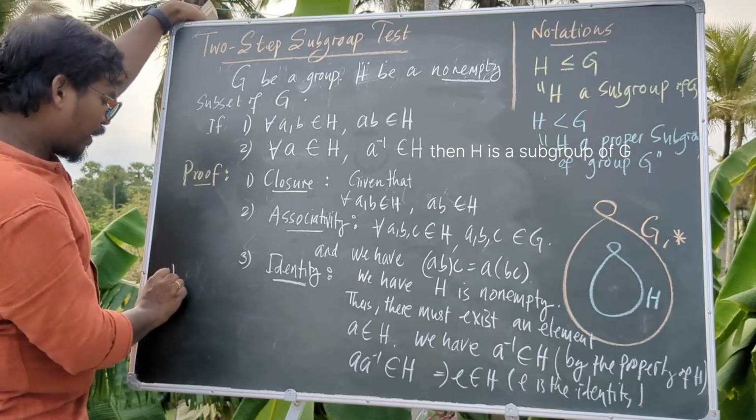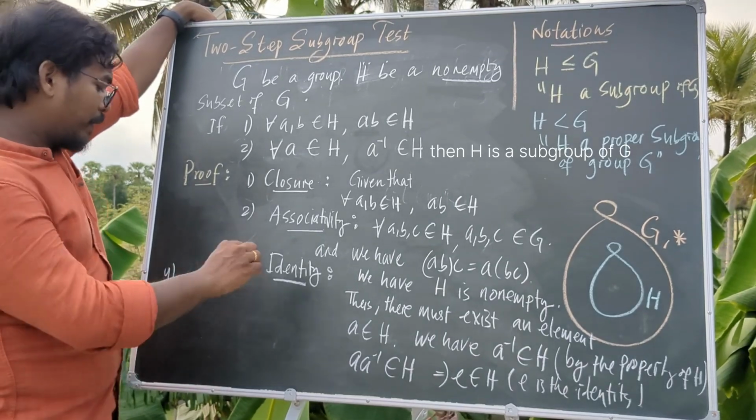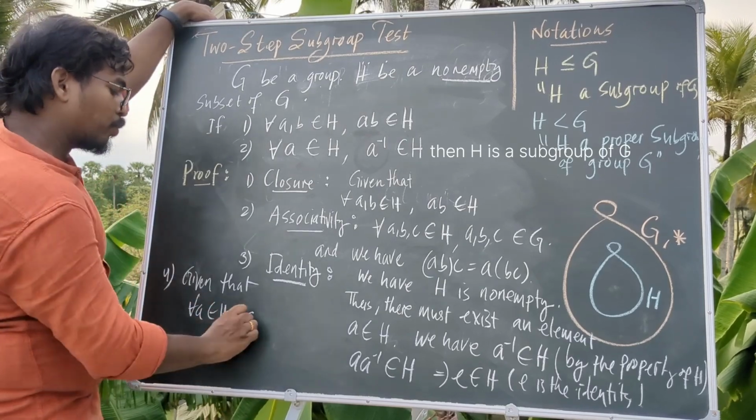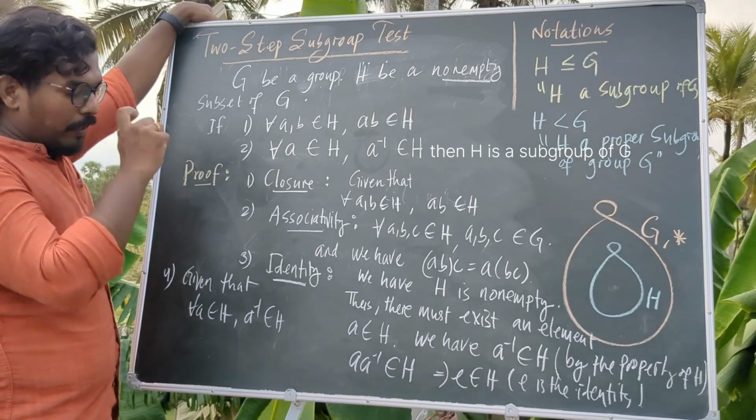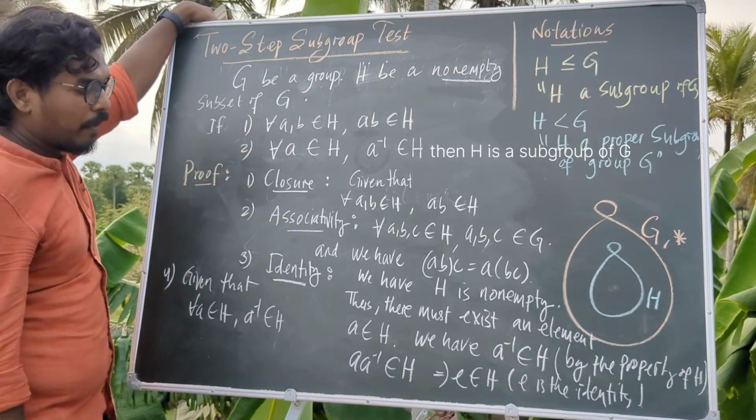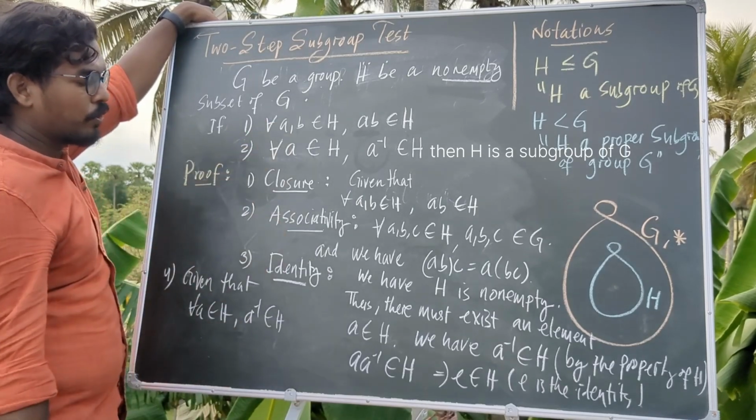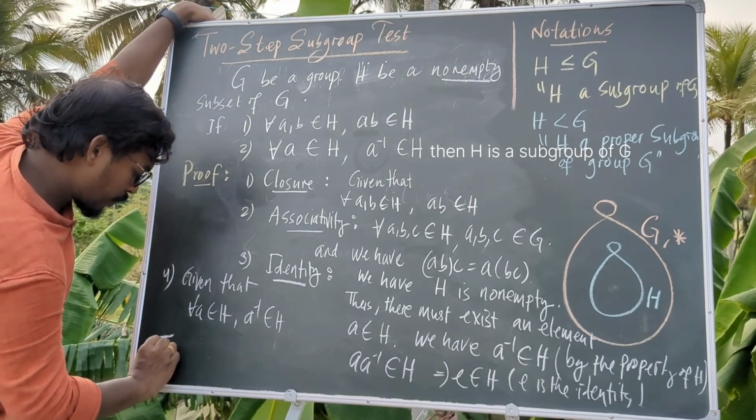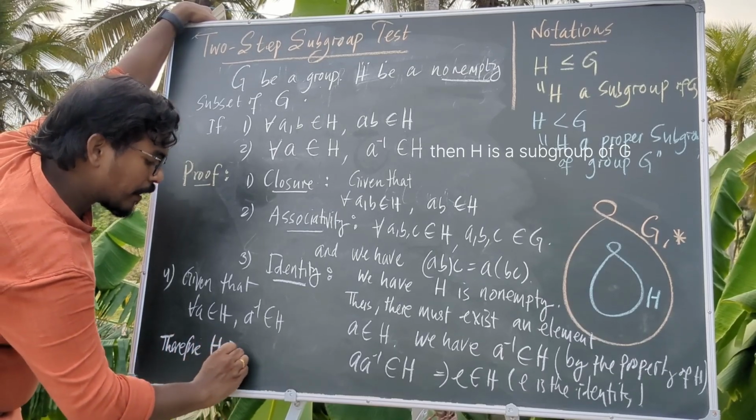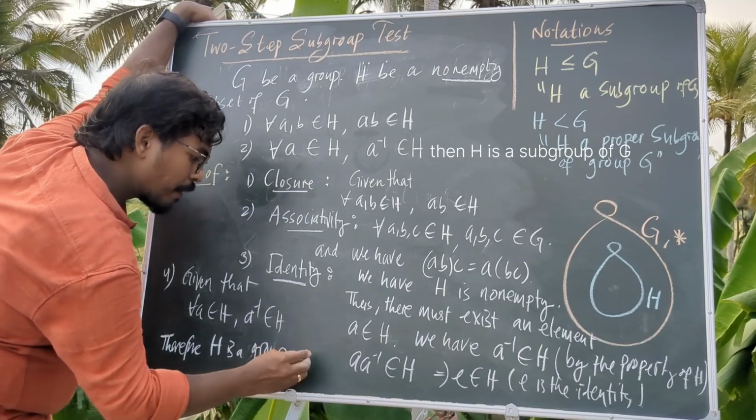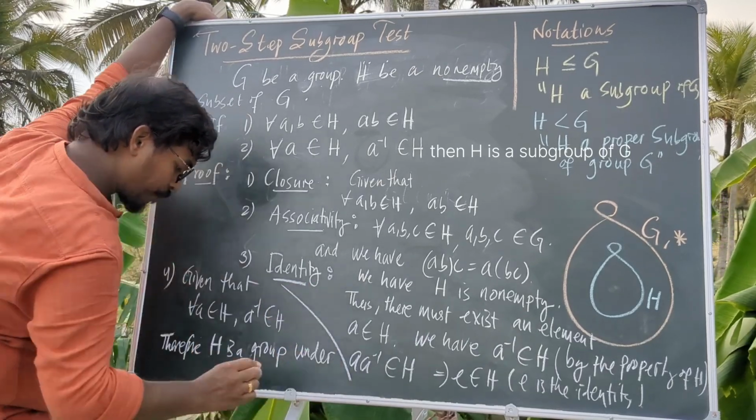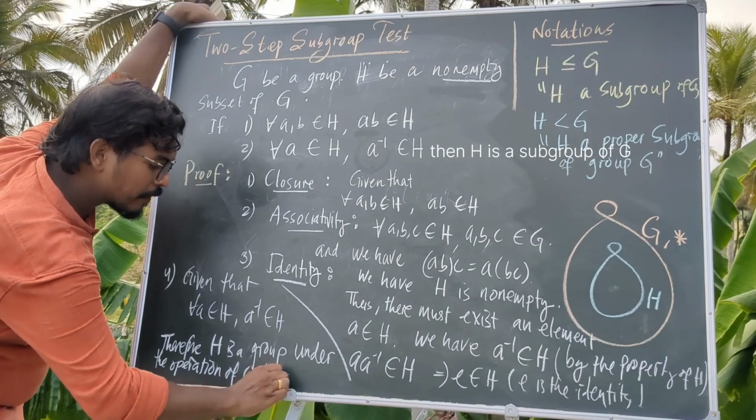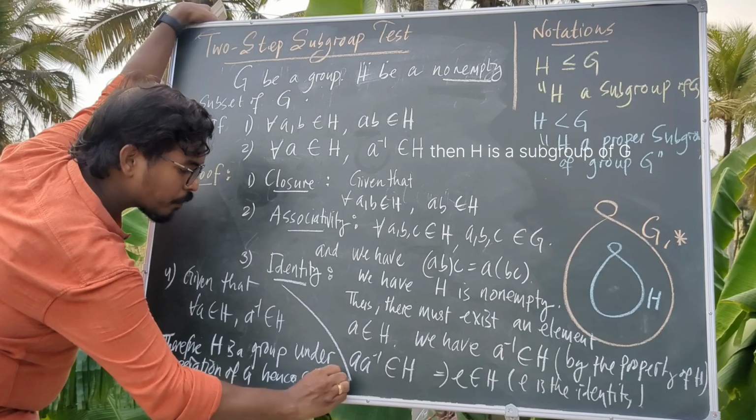And the last one we have is the inverse of every element, and it is given that for all A belongs to the subset H, we have its inverse also belongs to subset H. The inverse condition and closure condition are already given, and associativity is inherited, and by using these two steps we can show the identity is also in this subset H. Therefore H is a group under the operation of group G, hence a subgroup of G.